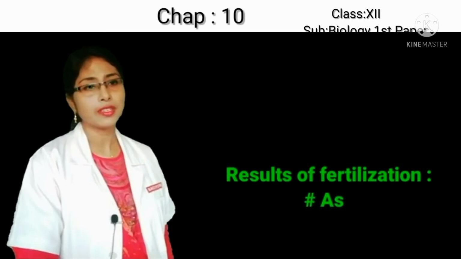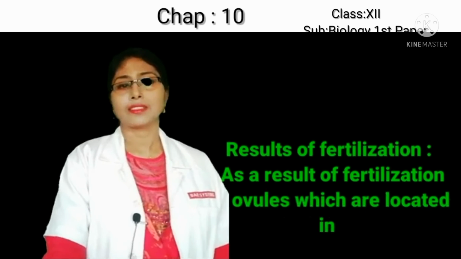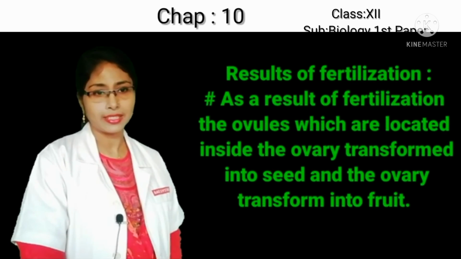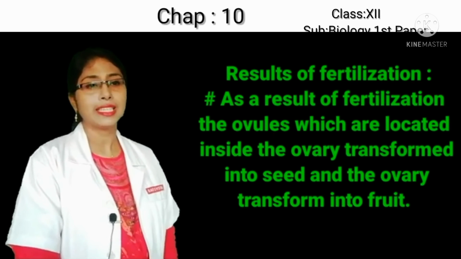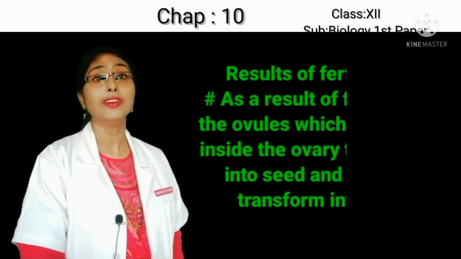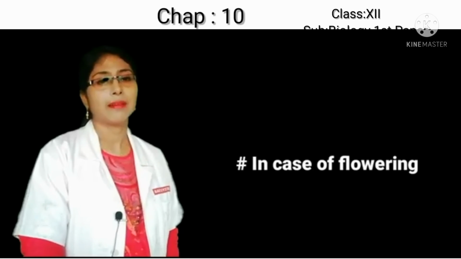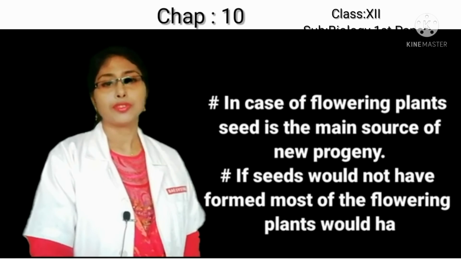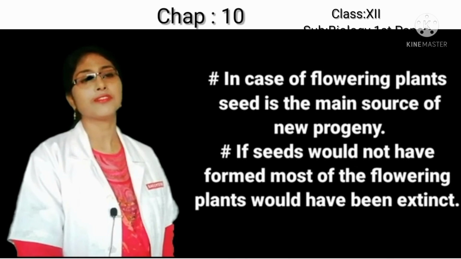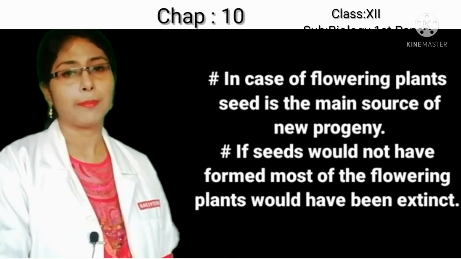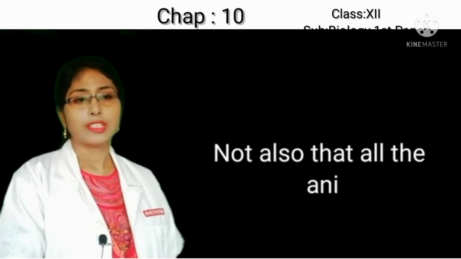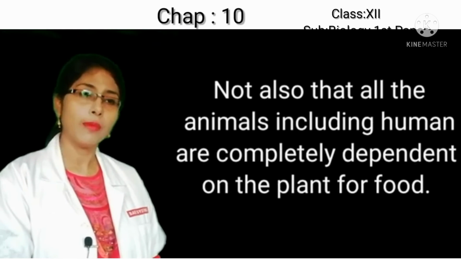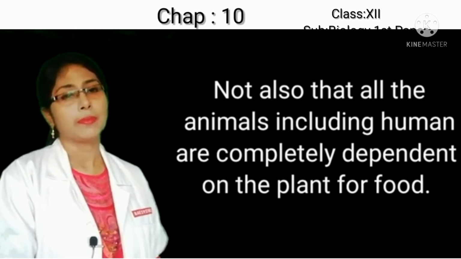Significance or importance of fertilization. As a result of fertilization, the ovule which is located inside the ovary is transformed into seed and the ovary is transformed into fruit. Seed is the main source of new progeny. If seeds had not formed, most of the flowering plants would have become extinct. Note also that all the animals, including humans, are completely dependent on plants for food.